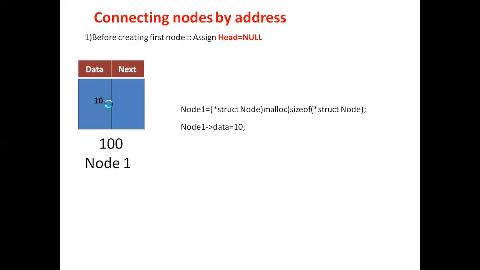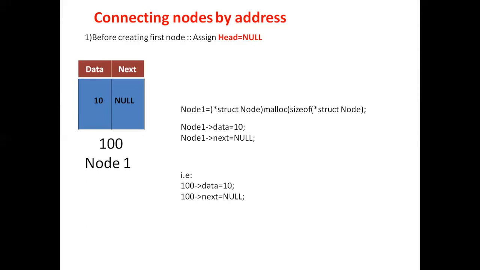Now here the next part should be assigned null. So 100 arrow next is equal to null. We assigned null. Null means that if a node contains null in the next field, there are no nodes after that node. So here we created only one node, that is 100. That name is node 1. The node 1 data part is 10. Node 1 next part is null. So here only a single node is there in the list now.